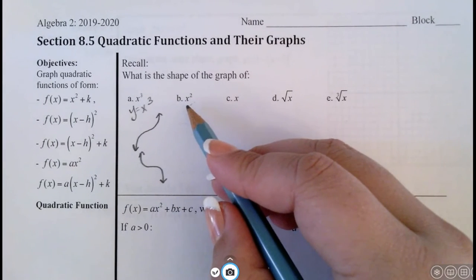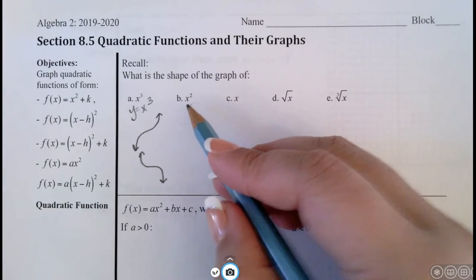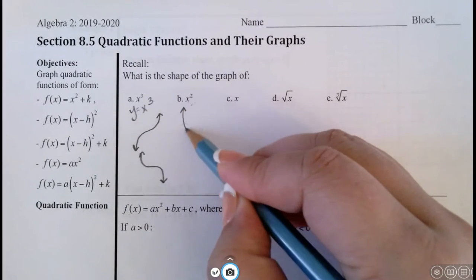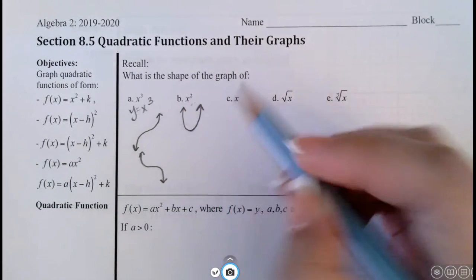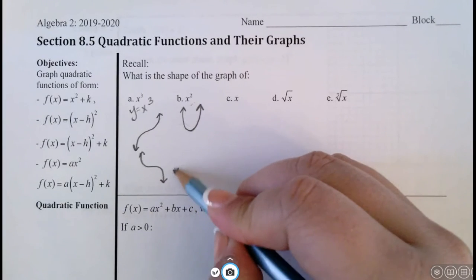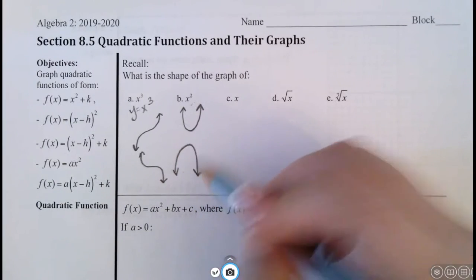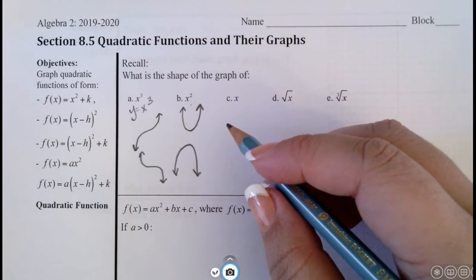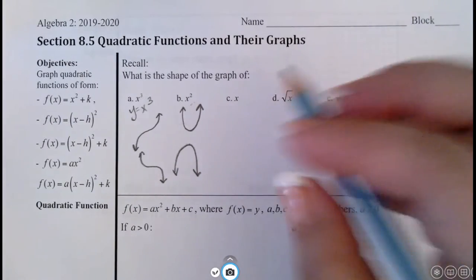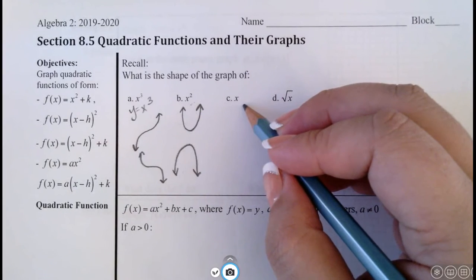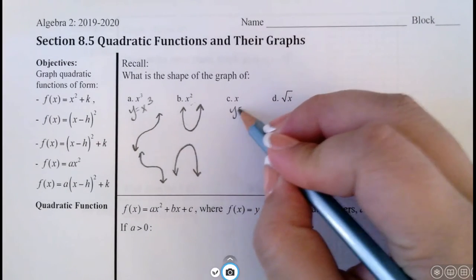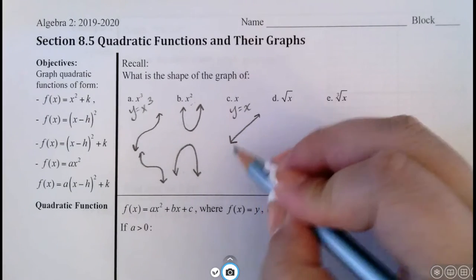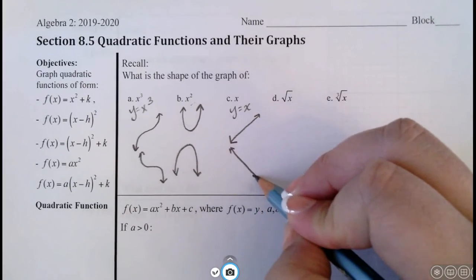Part B, that's quadratic, and a quadratic equation has the shape of a parabola. So that's going to look like this if our coefficient is positive, or this if our coefficient is negative. And don't worry, if you're not sure what I mean by coefficient, that's one of the things that we're going to be talking about in the notes. Part C, we have y equals x, which is a line. So it's either this if I have a slope that's positive, or this if I have a slope that's negative.